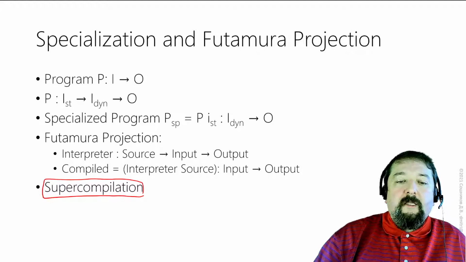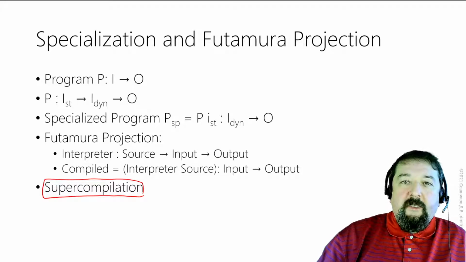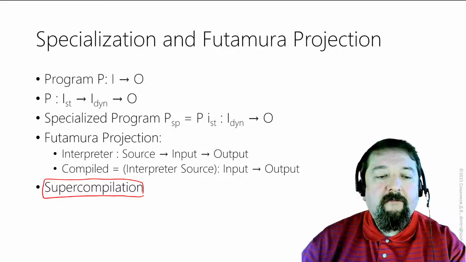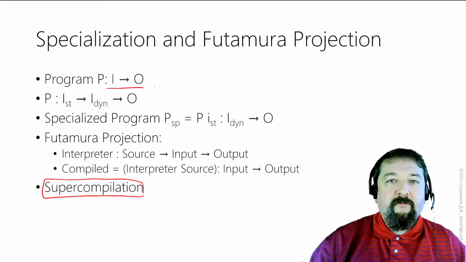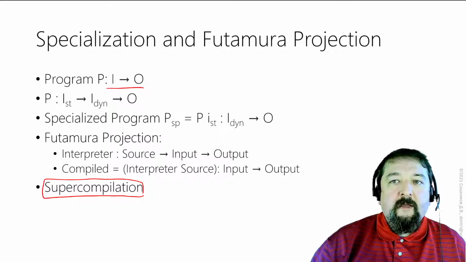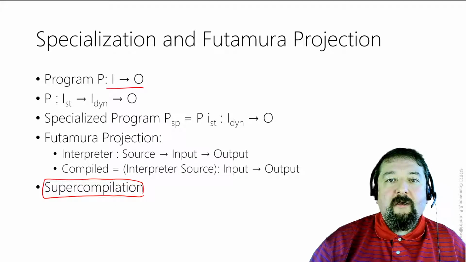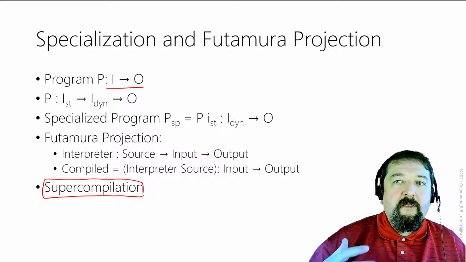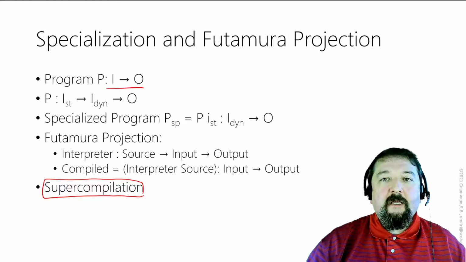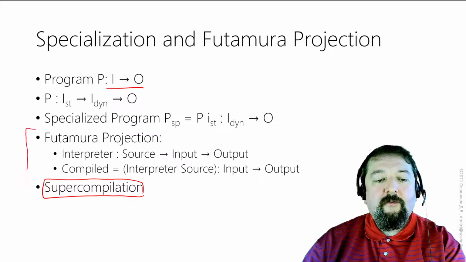So another interesting idea is called specialized program. So suppose I have the program P. The program P can be considered as a mapping from some set of inputs to some set of outputs. Now suppose some inputs are kind of static, they don't change often, and some inputs are dynamic. And the great idea is the so-called Futamura projection.